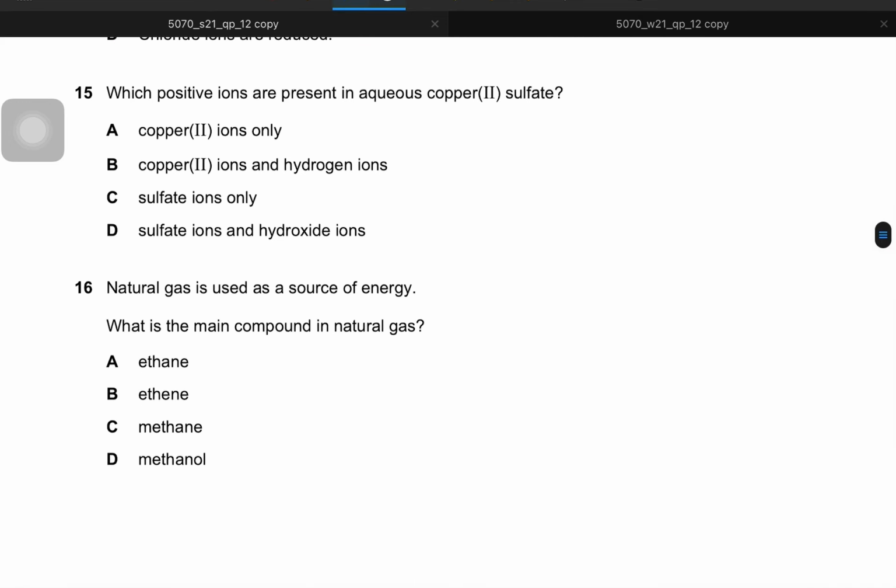Which positive ions are present in aqueous copper 2 sulfate? So copper ions and sulfate ions are definitely here, and H plus ions and OH minus ions because of water. They're asking for positive ions, so my answer is going to be both of these: copper 2 ions and hydrogen ions. B for Barrows is the right answer for question 15.